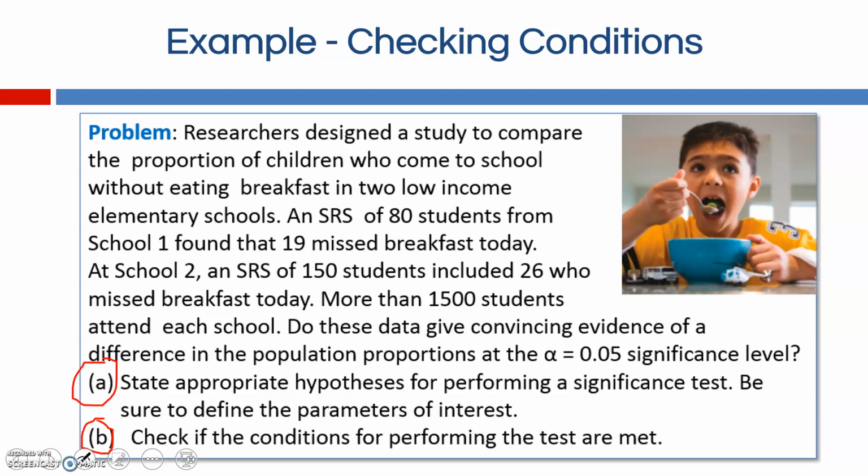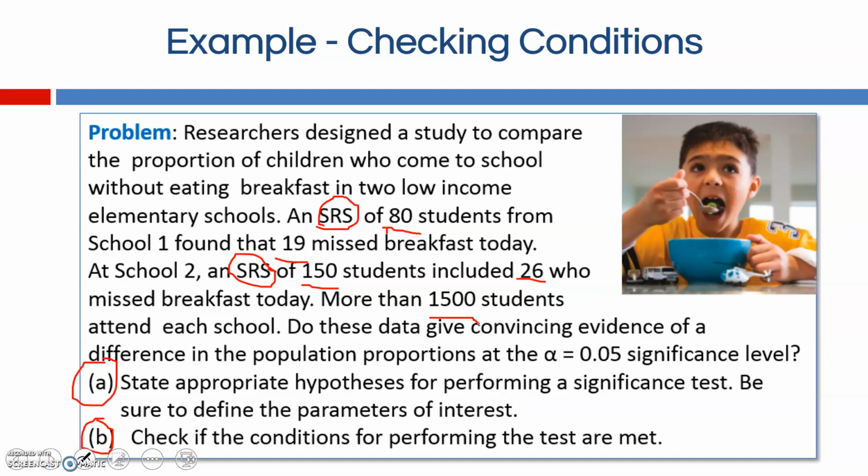All right, so hopefully you paused it and you read through it, and we have a study here that compares the true proportion of children who come to school without eating breakfast in 2 different schools. In one school, there was an SRS of 80 students and 19 missed breakfast. At school 2, another SRS, this time a bigger sample size, and 26 missed breakfast. And they're telling you that more than 1,400 students attend each school. That's done to help you see that you're going to be well under 10%.